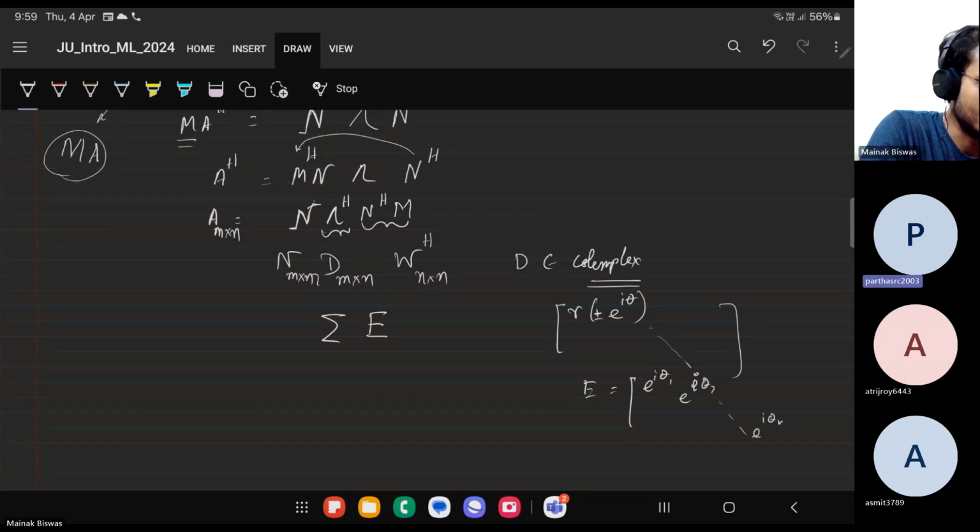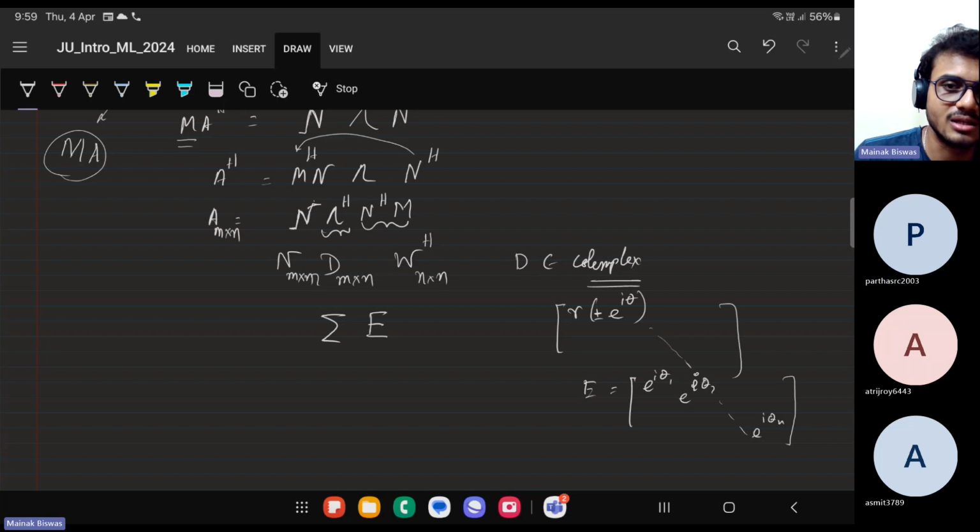Why did you say D belongs to complex? This is just the general case. Exactly, this is a general case, so it can belong to any. Since you are keeping the magnitude in sigma, therefore sigma is the real positive part, and the phase gets separated out.